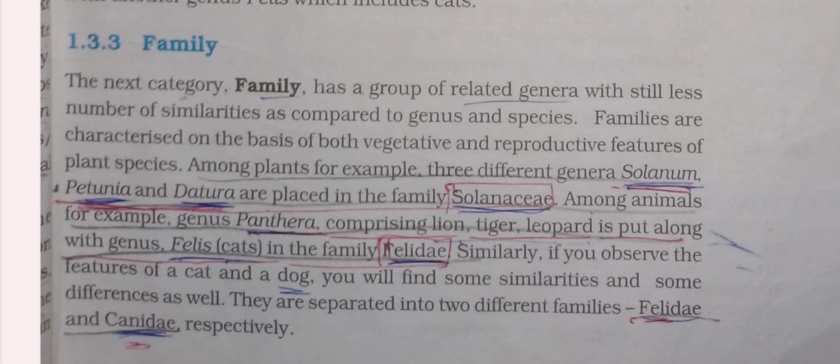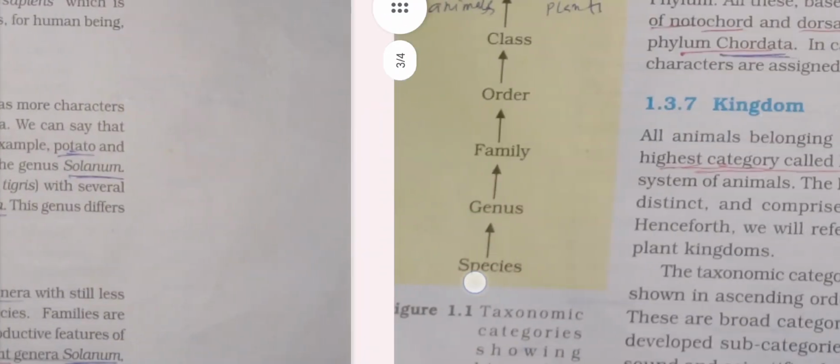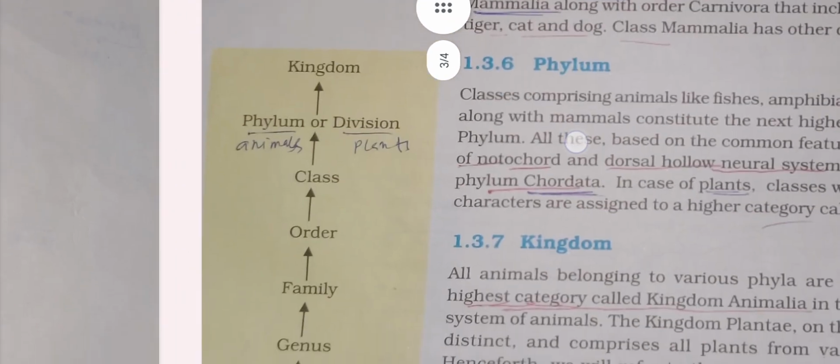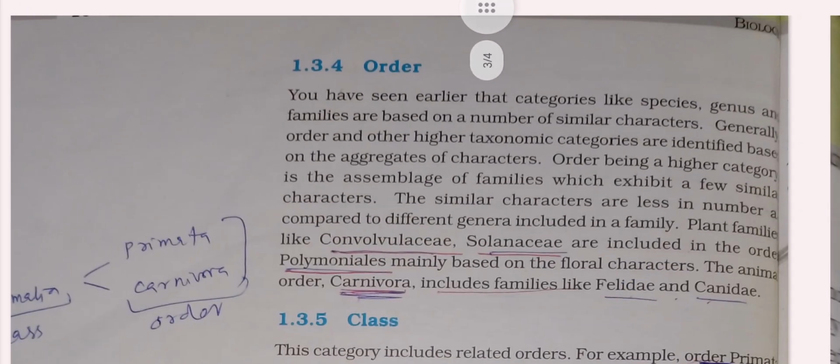Similarly, if you observe the features of a cat and a dog, you will find some similarity and some difference as well. They are separated into two different families. They belong to Felidae and Canidae. They have separate families. Then coming after family, the next category is called order.